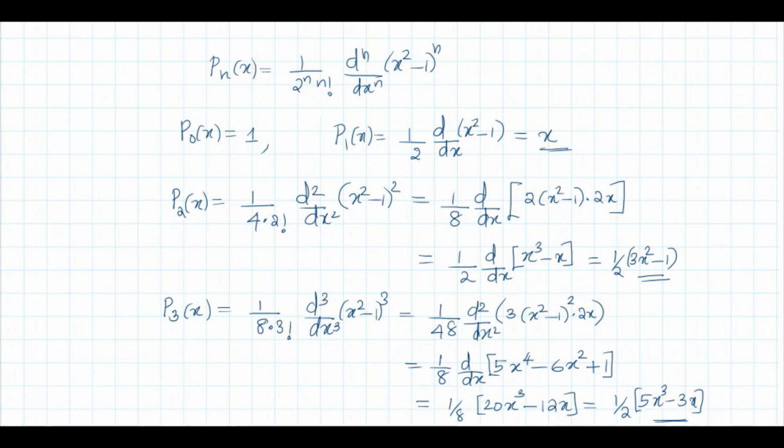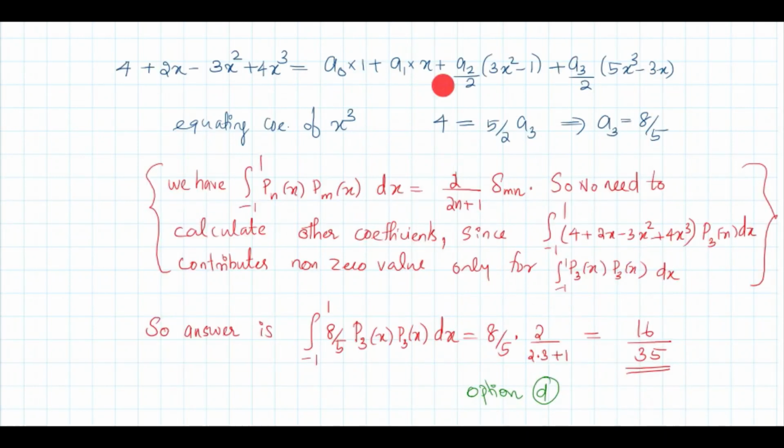Once we obtain all these values, substitute back in the first equation. So a0 into P0(x) plus a1 into P1(x) plus a2 into P2(x) plus a3 into P3(x). No need to calculate all these coefficients. You just calculate a3. For calculating a3, you can equate the coefficient of x cube on both sides. 4 equals 5 by 2 a3. So a3 is 8 by 5.